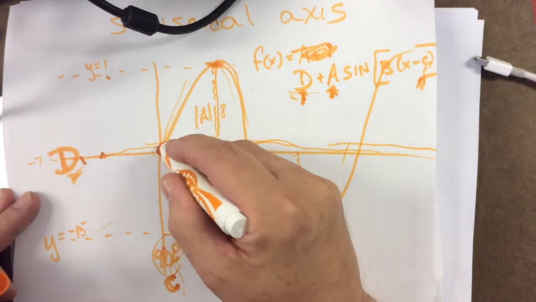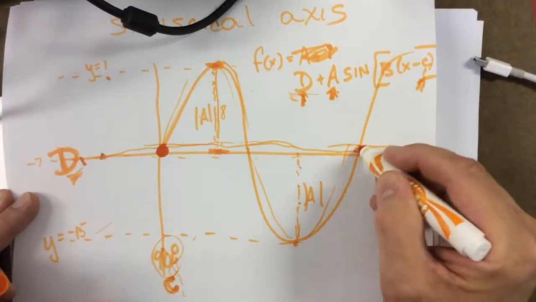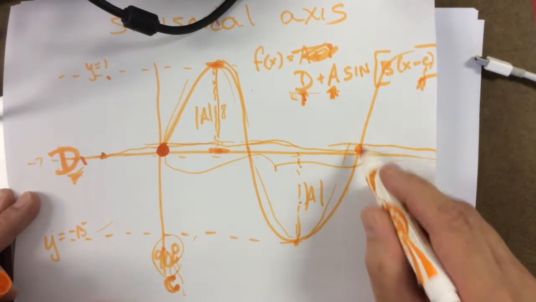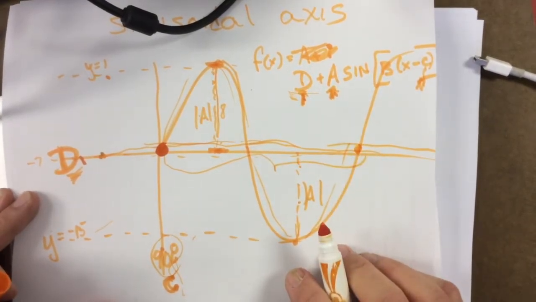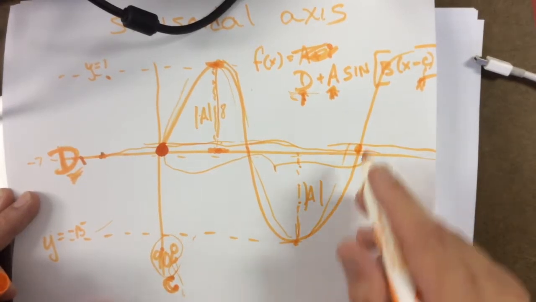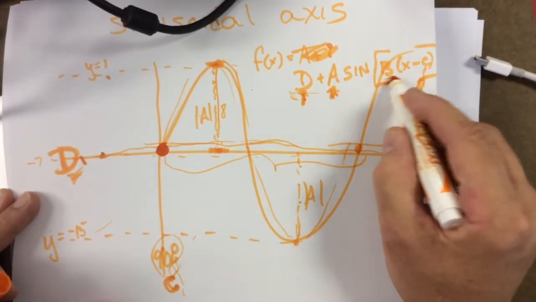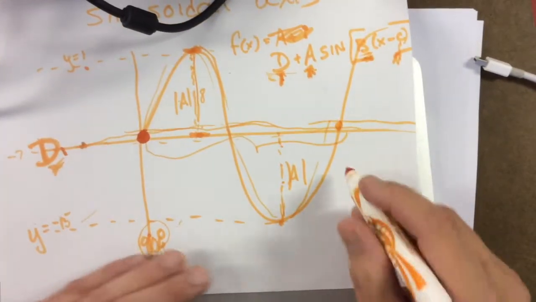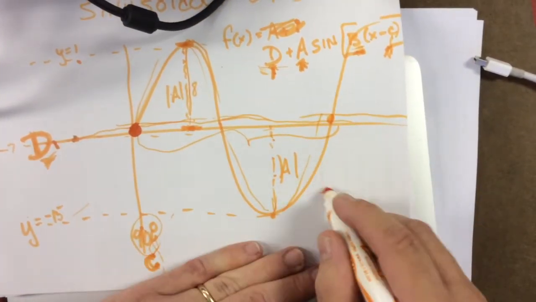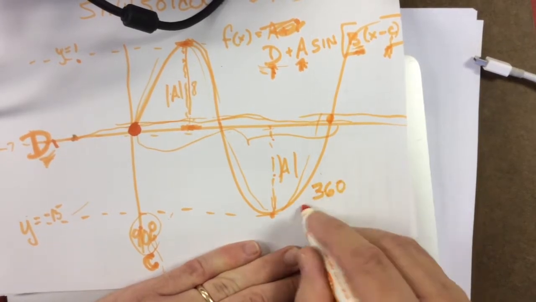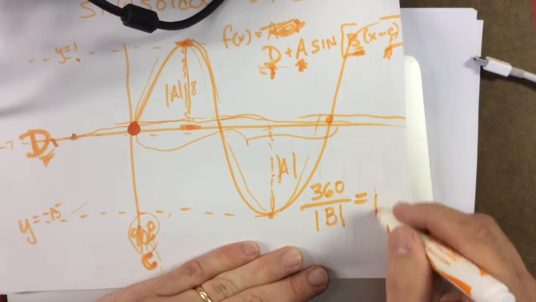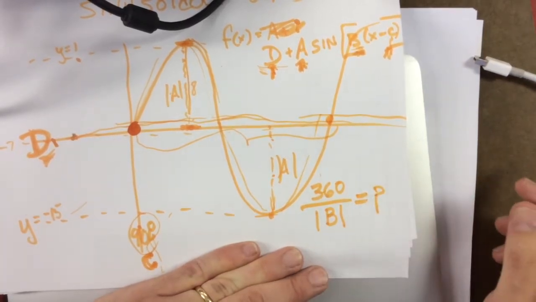What we got to figure out now is from here to here, how much is that? Well, normally it would be 360 degrees, unless there's been a horizontal compression or stretch. Okay. So 360 divided by the absolute value of b is going to equal the new period. Okay?